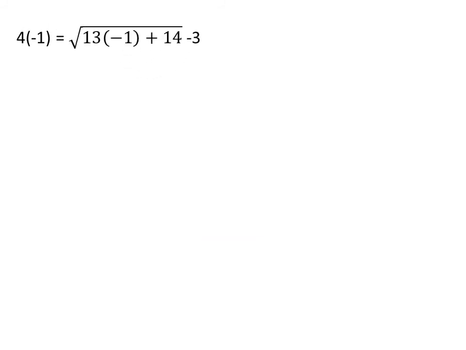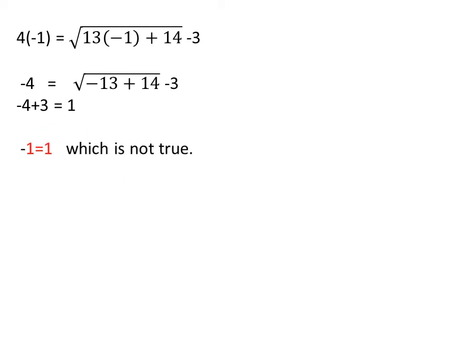When we put the value of x as minus 1 in this equation, we will get 4 into minus 1 equal to under root 13 into minus 1 plus 14 minus 3. By solving this equation we get minus 4 equal to under root minus 13 plus 14 minus 3. Now we will move the constant term to one side. For this we can write minus 4 plus 3 equal to 1, because when we solve the radical expression it will give us 1. And after this we can write minus 1 equal to 1, which is not true.